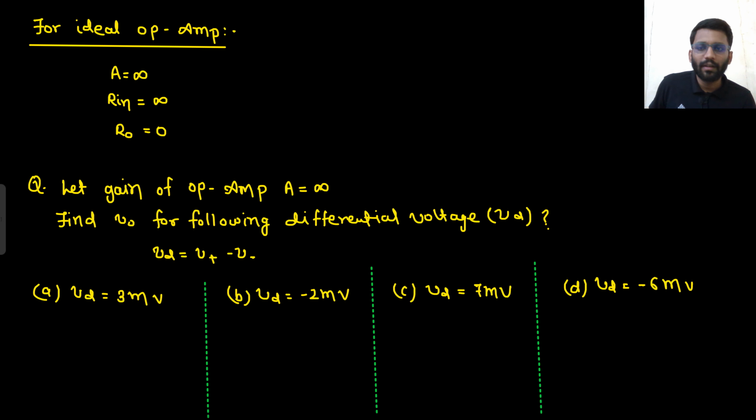Well and good. Let's move towards the ideal op-amp. So what is an ideal op-amp? For an ideal op-amp, your gain A will be infinity, your Rin will be infinity, and your R0 will be 0. So basically, let's just make an op-amp.